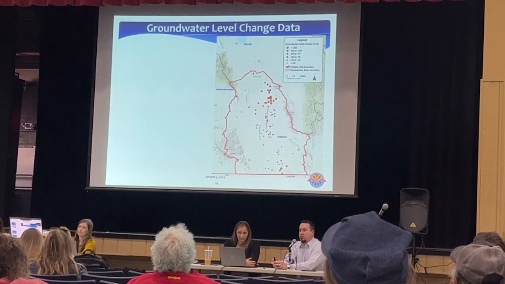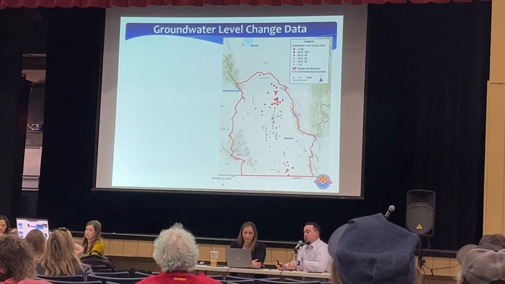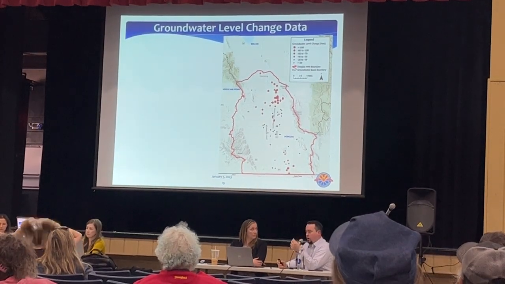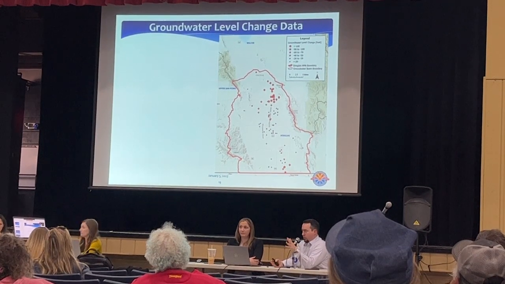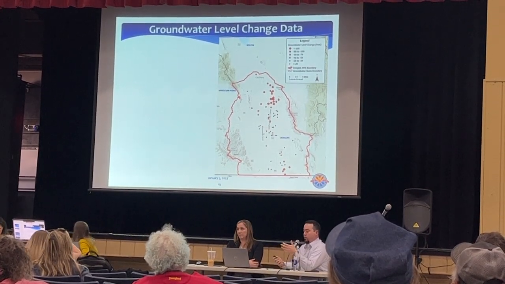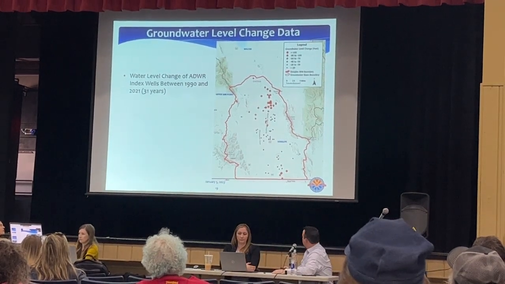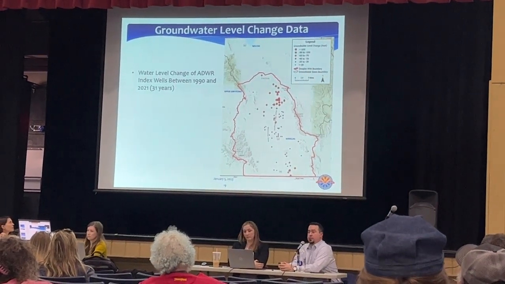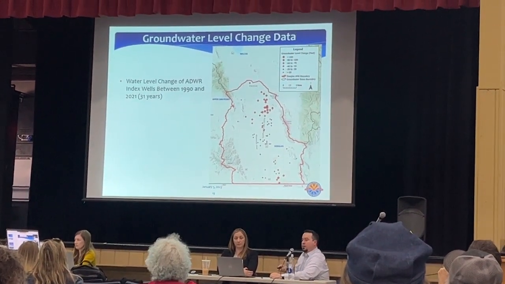Another way to look at water level data that might be more intuitive is how much has my individual well declined over the years. This map is representing all the wells that we have had access to water level data for over the last 31 years. We wanted to look at recent data, so the last 3 decades. Essentially, the bigger the circle, the more decline the well has shown. So this will be posted as well.